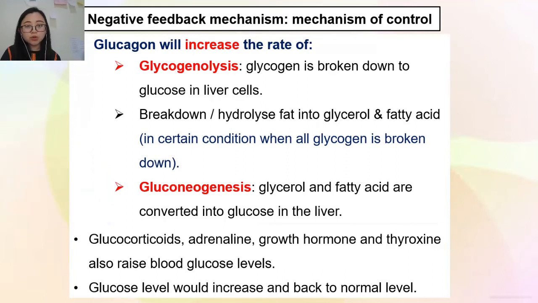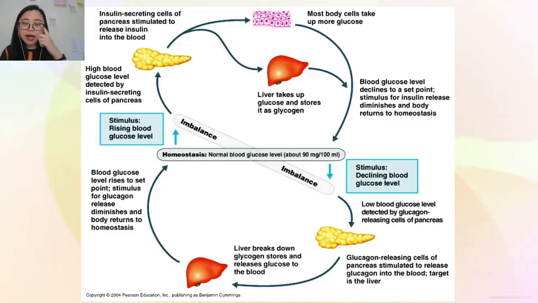So itu sajalah untuk explain pasal hypoglycemia. Ingat, hyper, kalau budak yang hyper kan penuh tenaga lari-lari kan, dia lebih gula. So hyper is too much sugar. Hypo is too little. So this is a diagram to show all the points that I talked about just now.